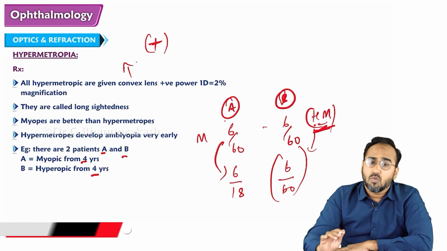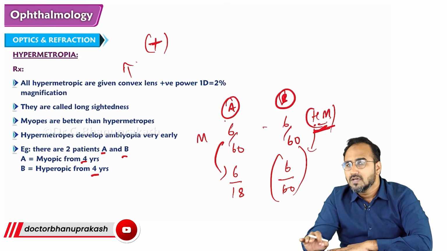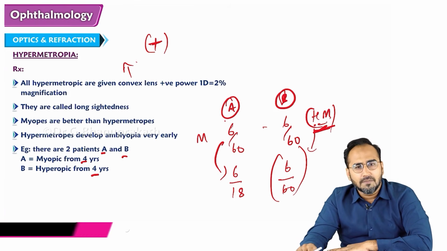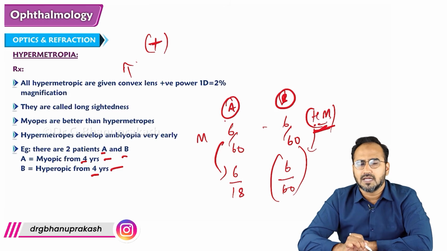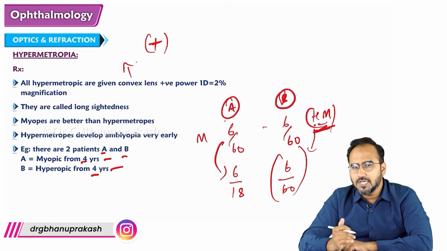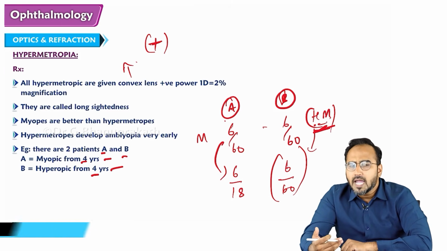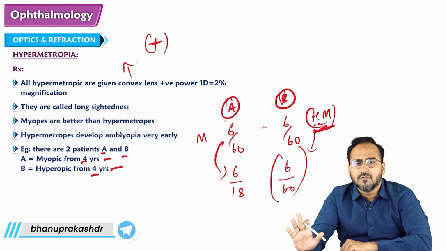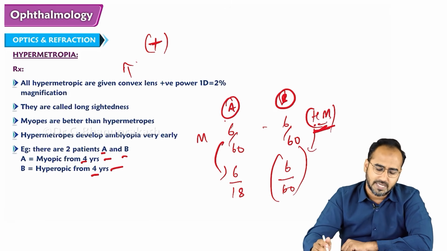Okay, so remember, guys, why? Because if hypermetropics are not fully corrected, what will happen? They will develop amblyopia very easily. So remember, if there are two patients, one suffering with myopia, the other with hypermetropia, from 4 years, and you give them glasses, after 4 months, if you check the vision, myopic vision will improve. Hypermetropic vision will not improve, neither will it become worse. It will just stay like that only. Why? Because hypermetropics develop amblyopia easily, right?